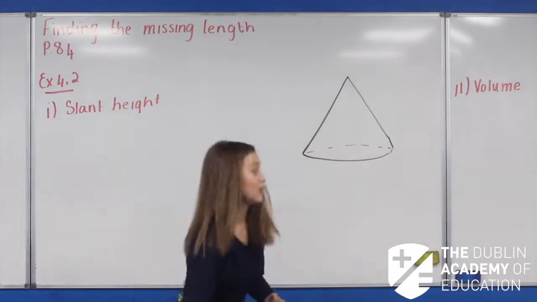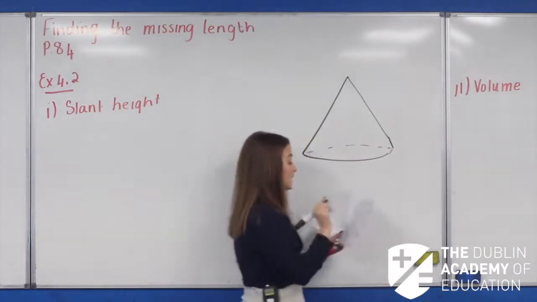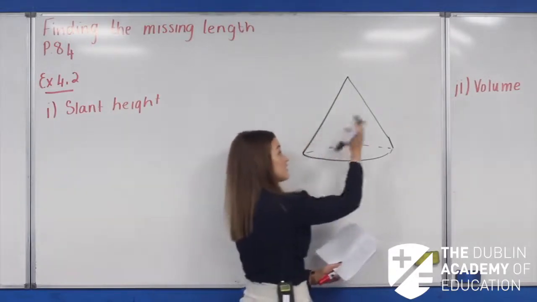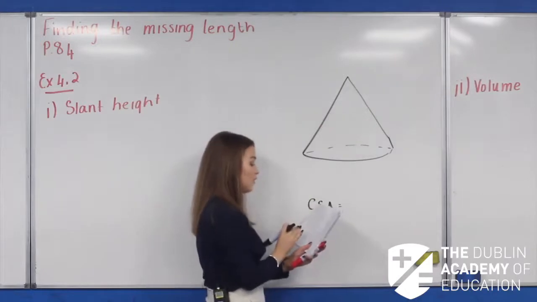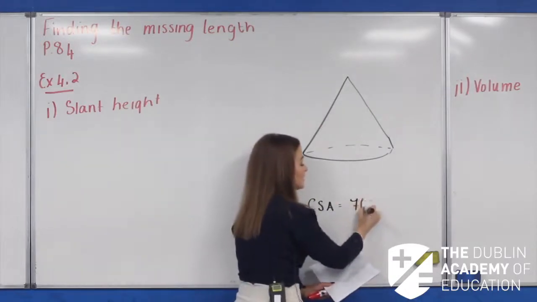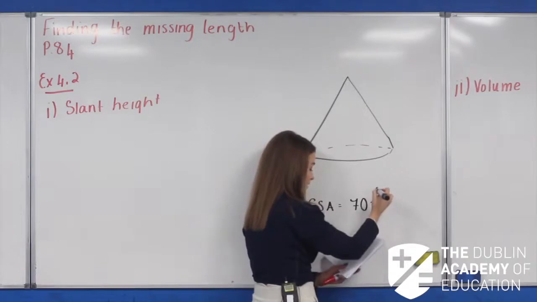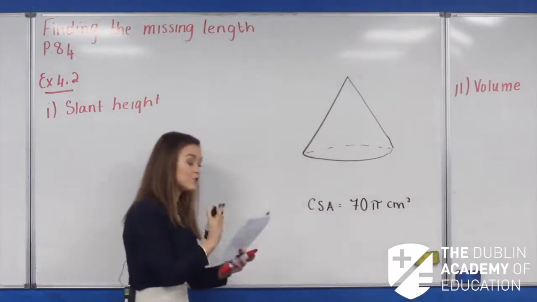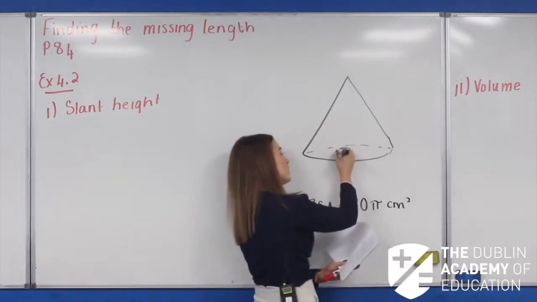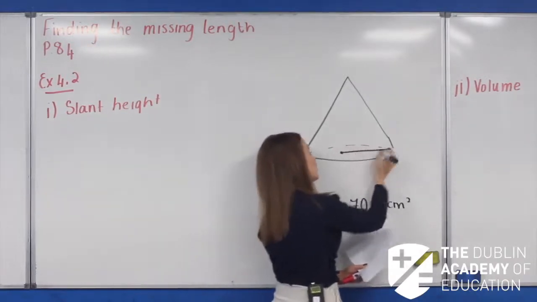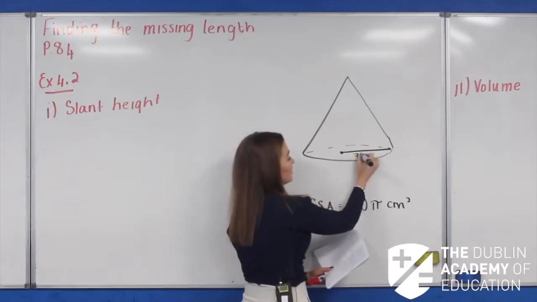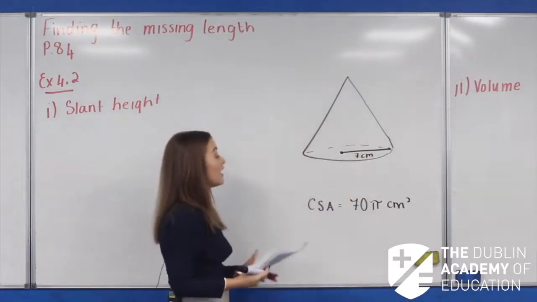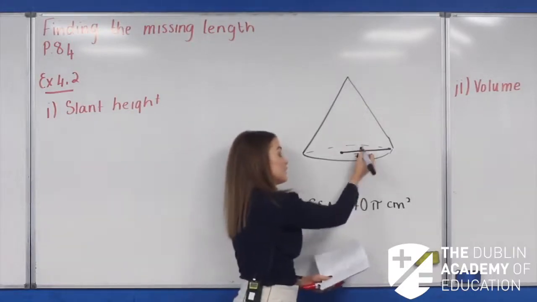What information do they give me? They tell me the CSA, the curved surface area, this part around here of the cone, is 70 pi centimetres squared. They say the radius of the cone, from here to here approximately, is 7 centimetres. So they give me the radius and they also tell me the curved surface area.